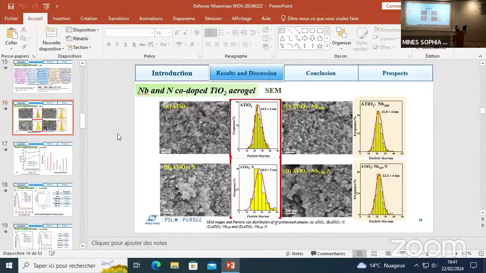You speak about maybe defects, surface defects. What is your opinion? What kind of defect could increase the surface area? Here, I explain it as the particle size decreased.